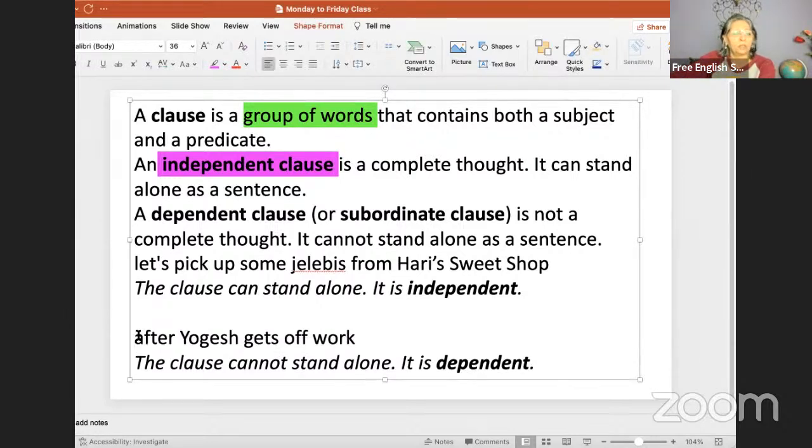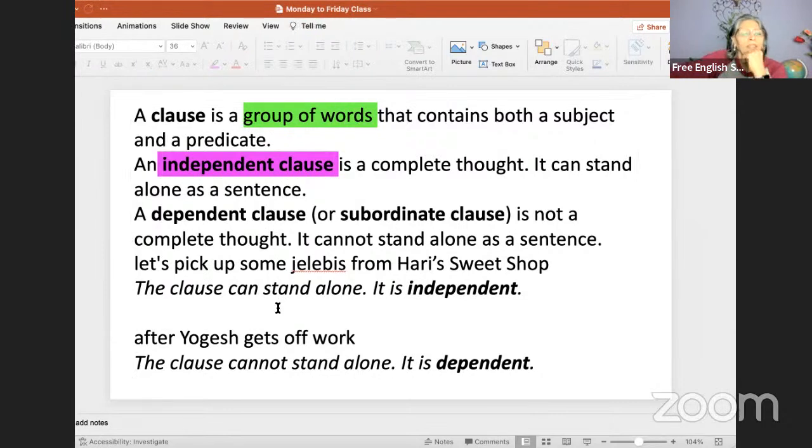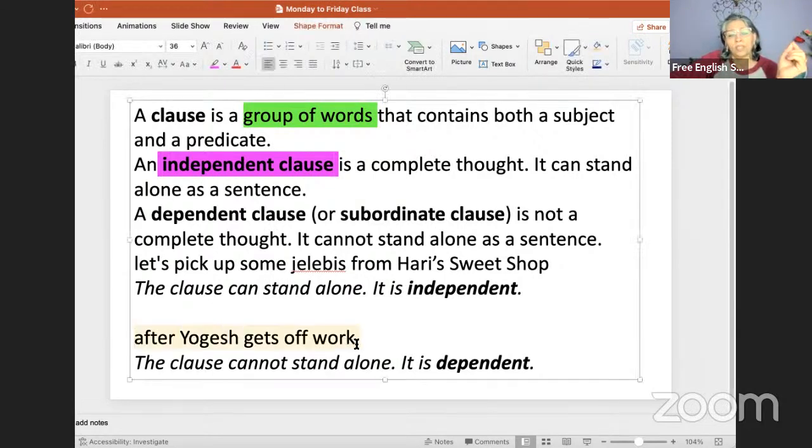Please don't mix it up, okay? So, my computer is not understanding jalebis. Anyways, so after Yogesh gets off work, now, then what? If he gets off work, then what, right? So this one is what? Is this one independent or dependent? Dependent or independent? Come on, tell me.